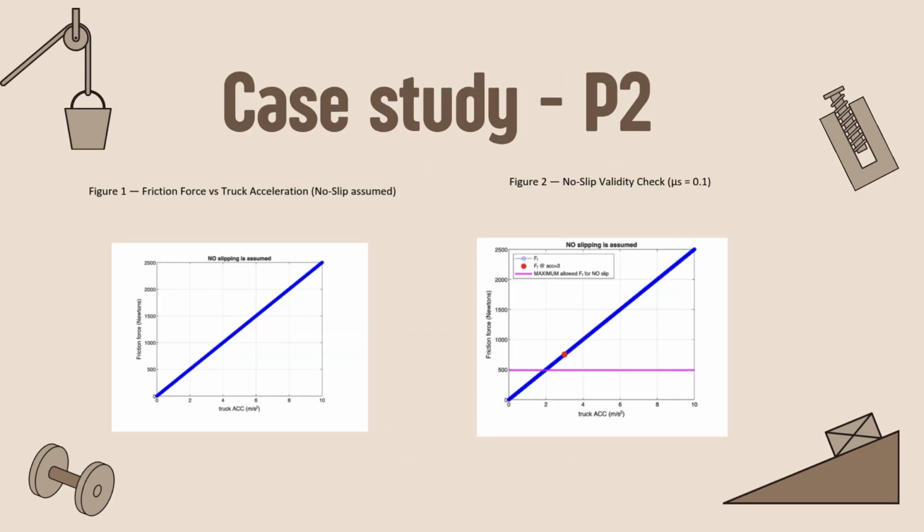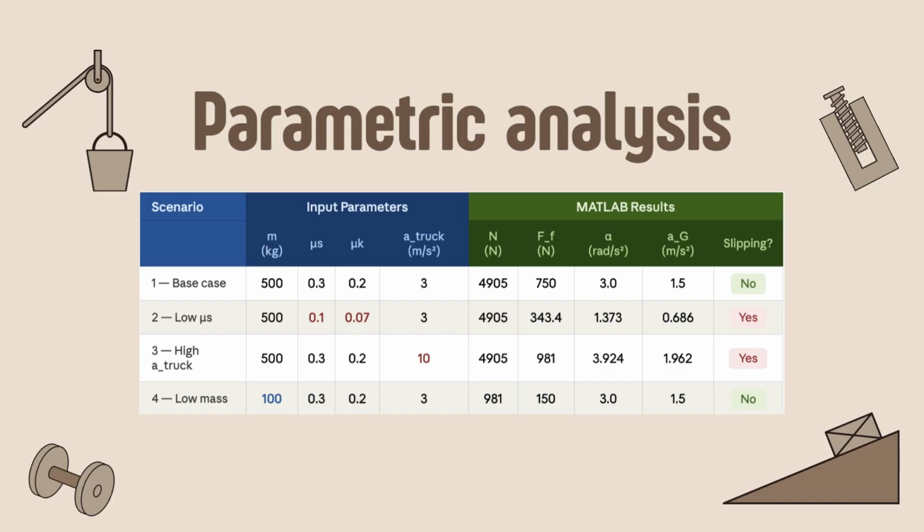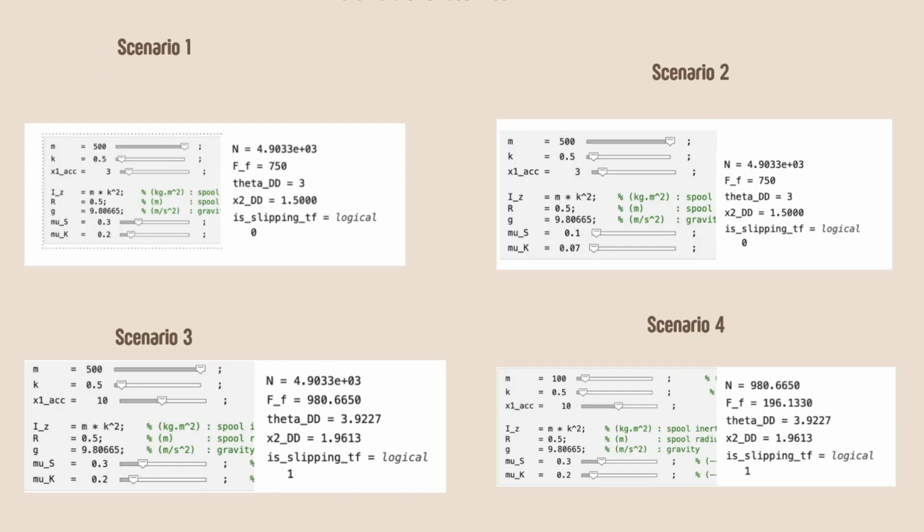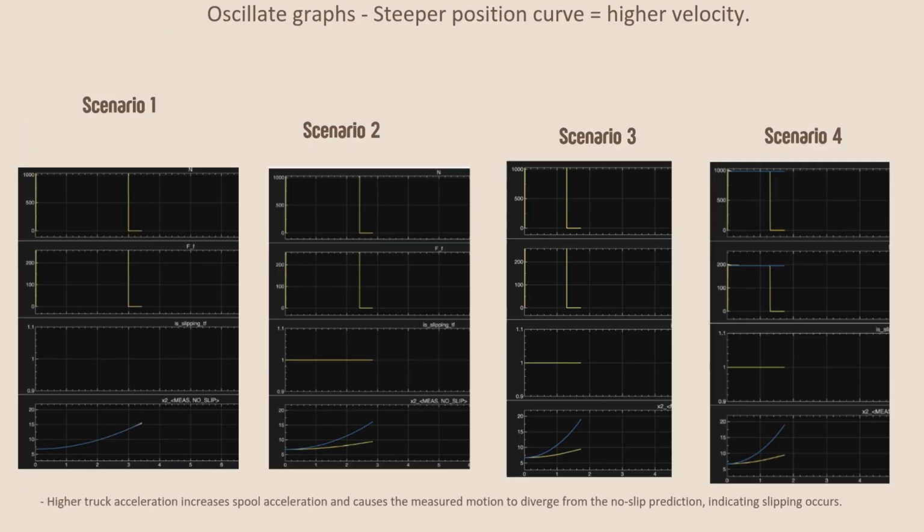The results showed that increasing truck acceleration increased the required friction force, and once the required friction exceeded the maximum static friction force, slipping occurred, as seen in these diagrams. The parametric analysis also showed that reducing the friction coefficient caused slippage, while changing spool mass did not affect the slip condition because mass cancels out from the friction equation. These were the different values for each scenario.